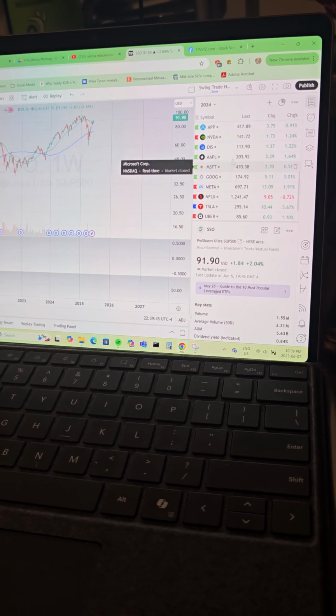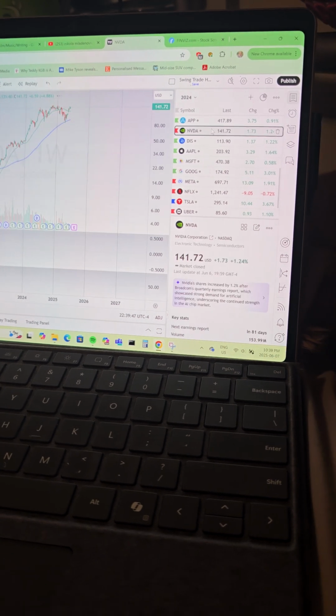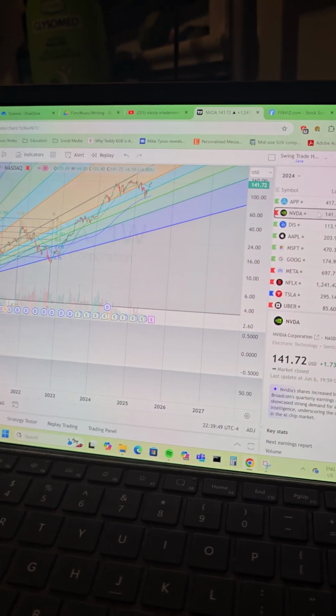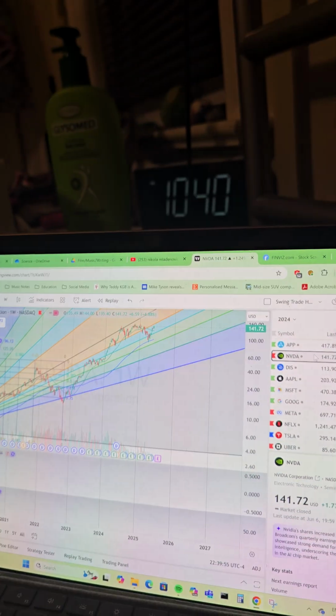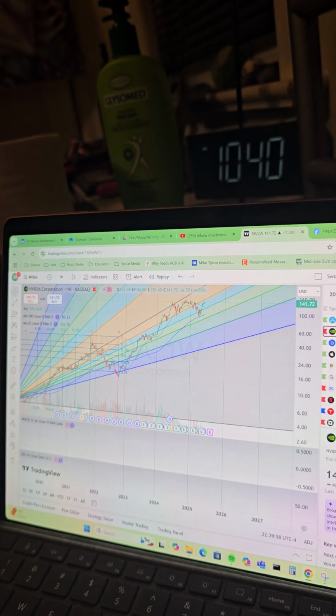Now let's pick a stock. So we go start off NVIDIA. Boom. Oh man, I drew all this crap again. Here's NVIDIA. What do we look at?